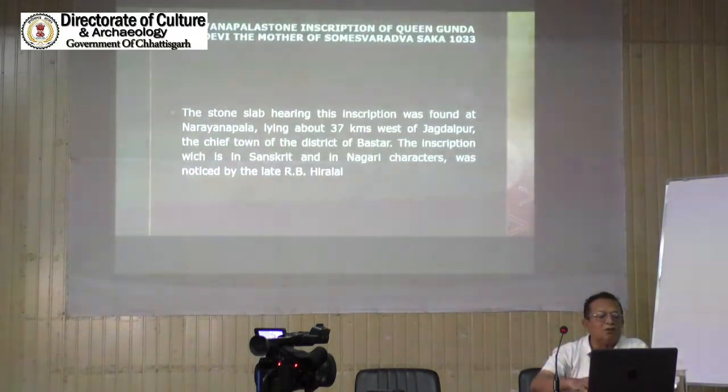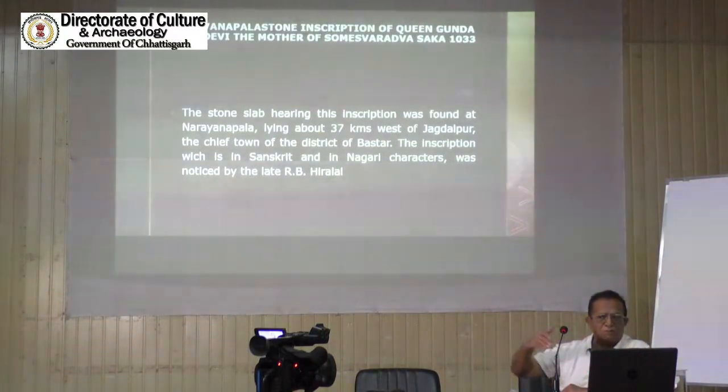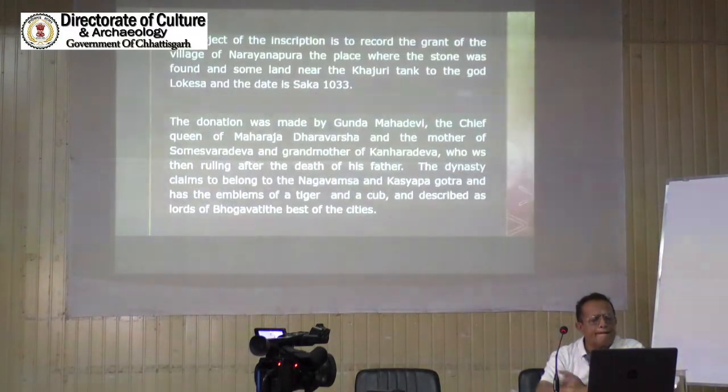So this is another stone inscription, the Narayanapala stone inscription. There are many, because in Bastar I could find fewer copper plates, but stone inscriptions, especially of the 10th, 11th, 12th century or even further, you get, and they have their own historical value. Many are getting destroyed here.